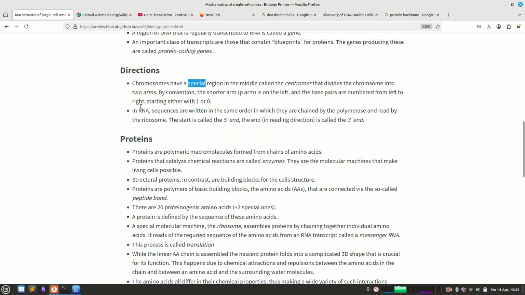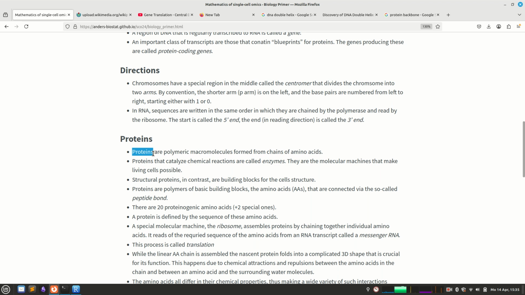Whenever we talk about RNA, we read the RNA in exactly the order in which it is transcribed by the polymerase and the order in which it is read by the ribosome, because these two directions are the same. They don't have to be the same direction as the DNA polymerase copies this thing. And for reasons that only the biochemists can explain to you, the starting end is called the 5' end, and the ending end is called the 3' end.